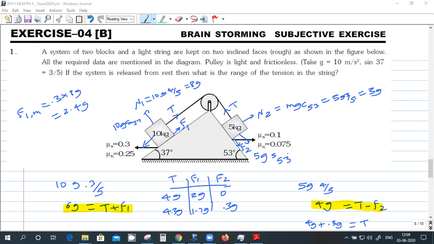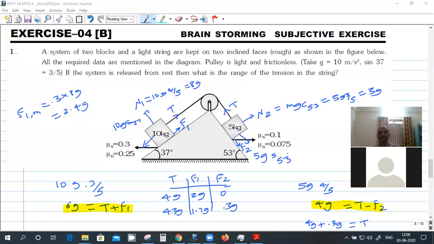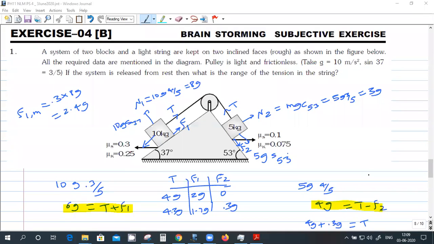Sorry. You have to find the range of tension, right? Yes, sir. So what is the range of the tension? Minimum value of tension is how much? You got the minimum value of tension. Sir, 40. Maximum value 44. 43-ish. Yeah, 43, because g is 10. Okay, so how did you get those values?